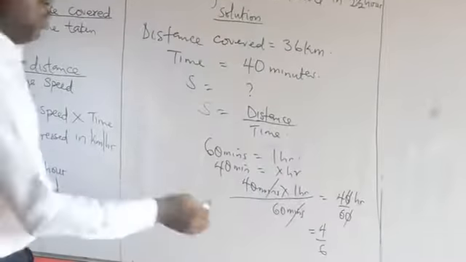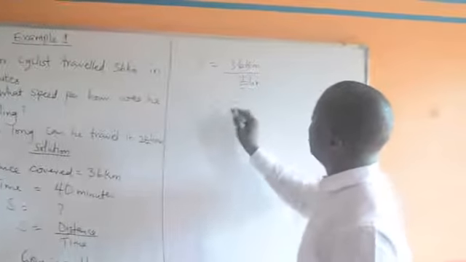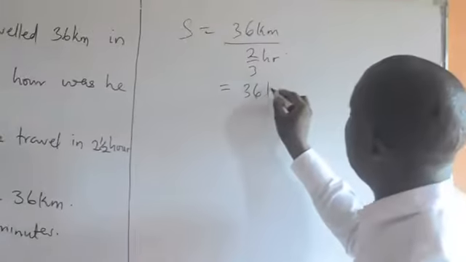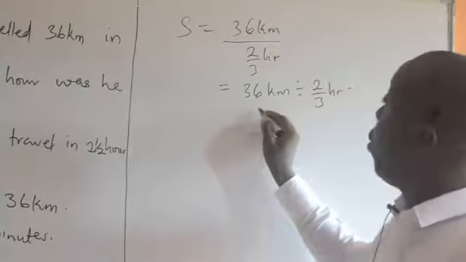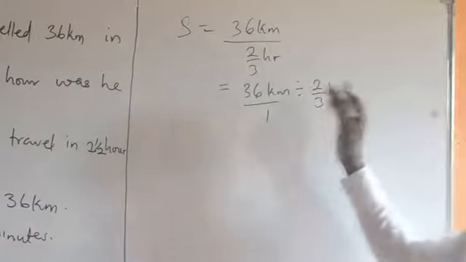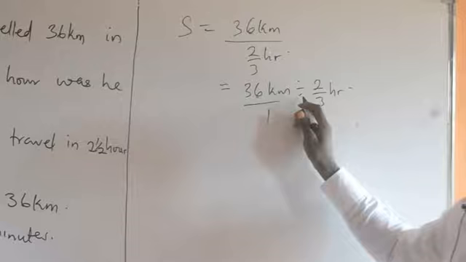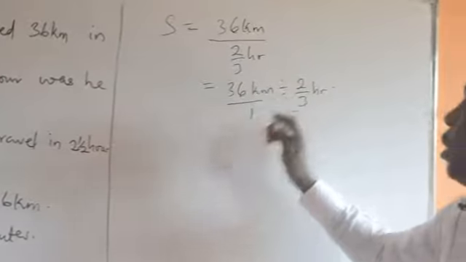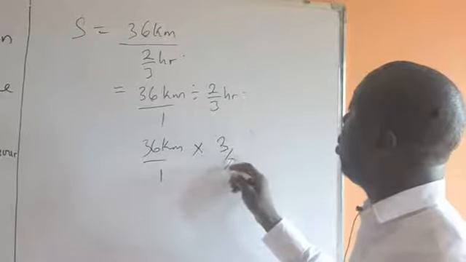So let's go back to the question. Speed is equal to what? From our formula we have the distance. The distance is 36 kilometers divided by 2 over 3 hours. We'll make this 36 over 1. And remember, when we have two fractions with a division between them, we can change this division to multiplication. So we have 36 kilometers over 1 times 3 over 2.